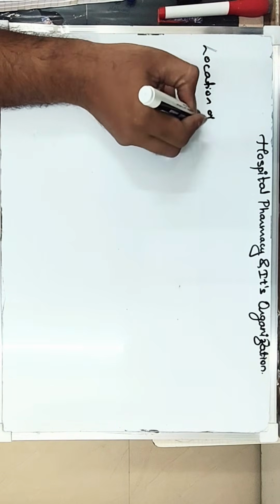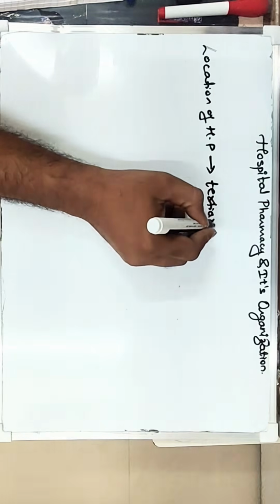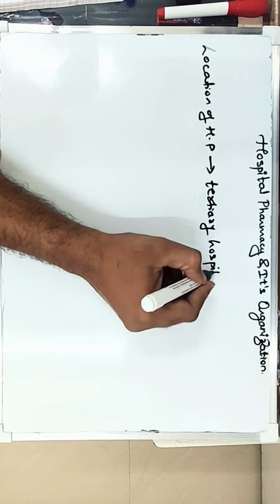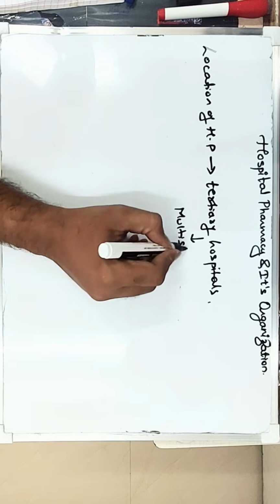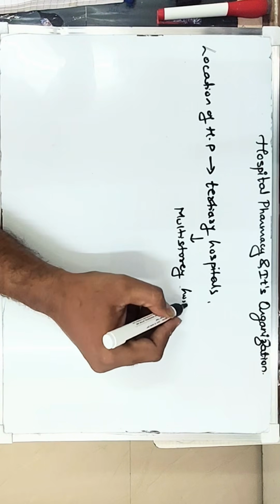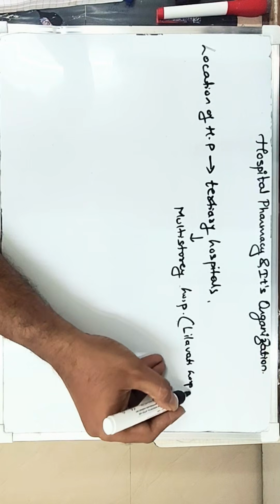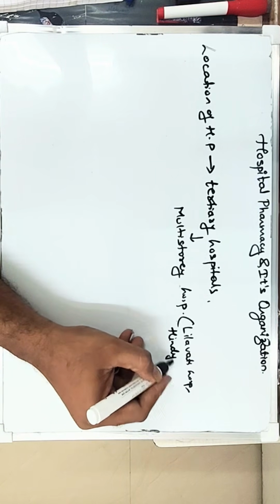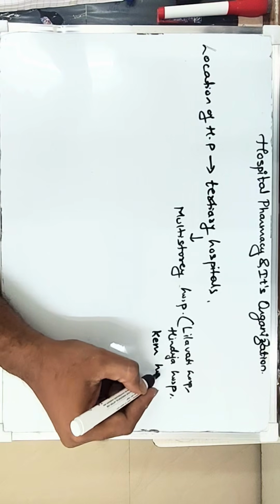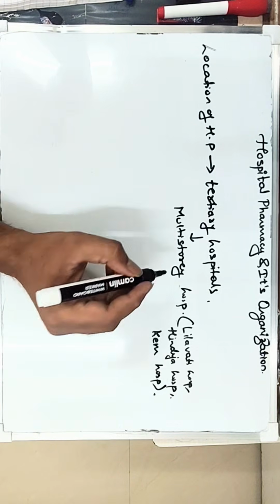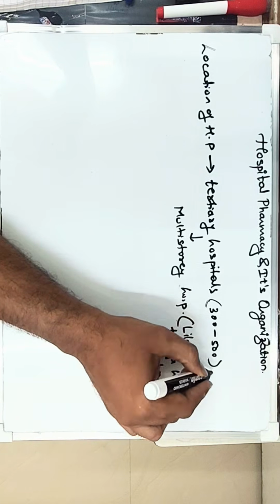Location of hospital pharmacy in tertiary hospitals. Tertiary hospitals यानी ये मल्टी स्टोरी हॉस्पिटल्स होते हैं. फॉर एग्जाम्पल लीलावती हॉस्पिटल, हिंदुजा हॉस्पिटल, केम हॉस्पिटल. Okay, so these hospitals are going to have bed size of nearly 300 to 500 beds.